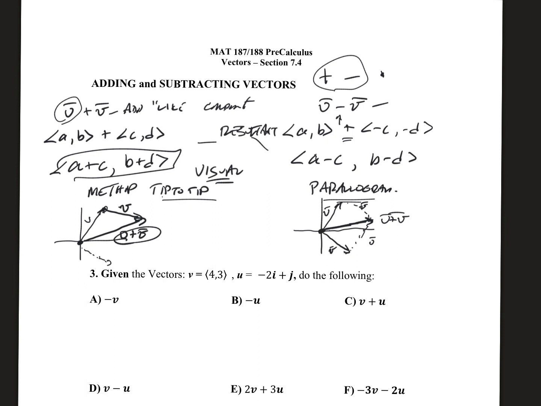Subtraction is actually a little bit tougher, because we are going with negative v. So if I was doing this tip to tip, or how about I do this parallelogram-wise, I'd start off here is my vector u, here is my vector v, but I'm going its opposite.